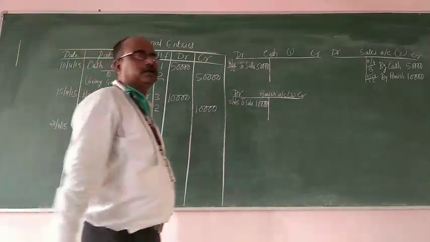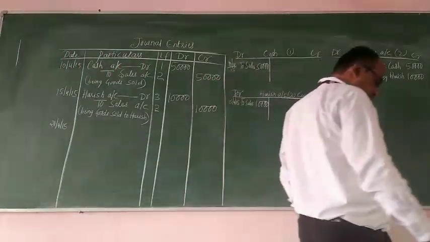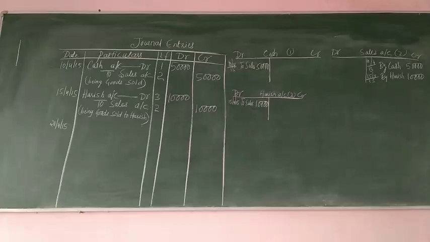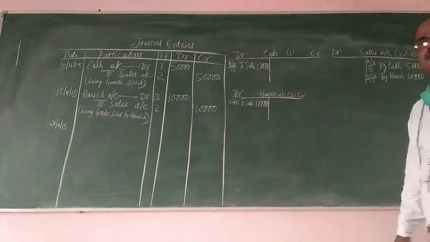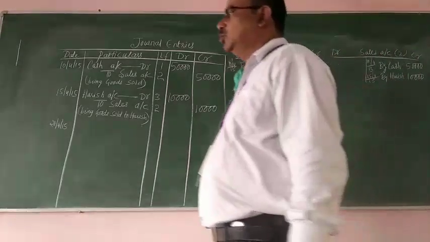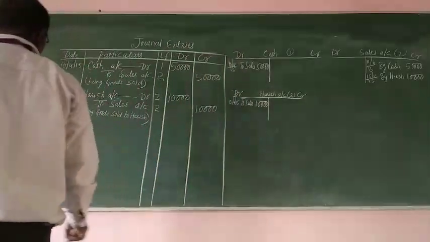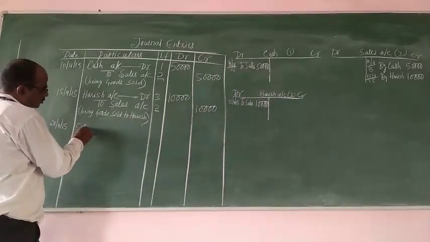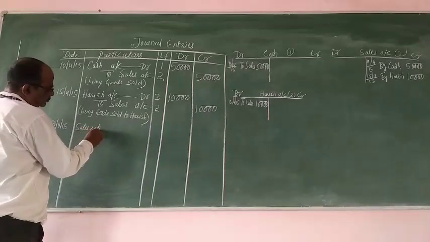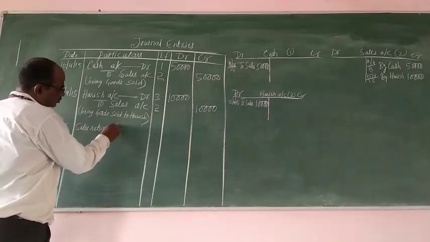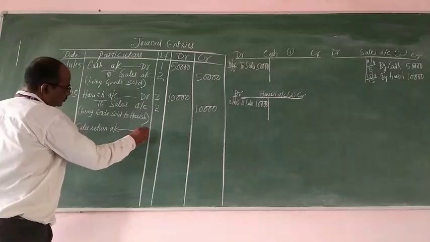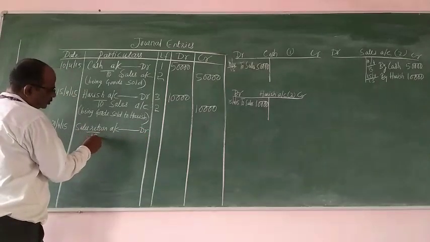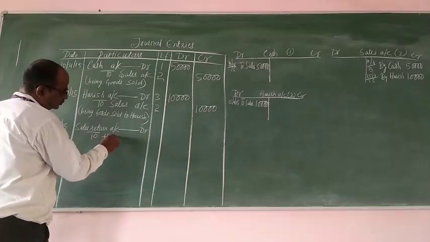Harish returned the goods of rupees 2,000. So, what happens? Sales return account debit to Harish account.